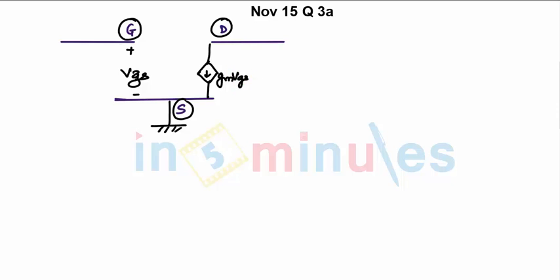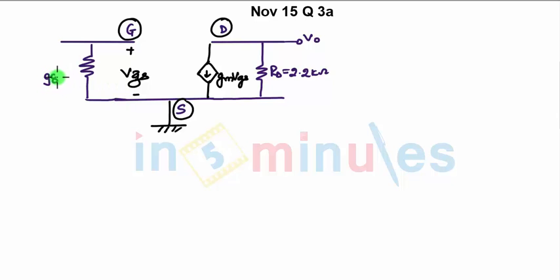And since lambda is not mentioned, we'll assume that lambda is infinite and we do not consider the output resistance, small ro. There is one resistance connected between drain and ground, which is your RD, 2.2 kilo ohms. Then you have your output VO. Then you have R1 parallel to R2, which will come to 98.13 kilo ohms, connected between gate and ground, and then you have your input voltage VI.